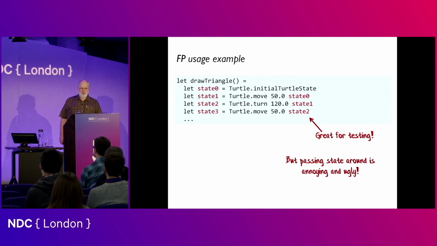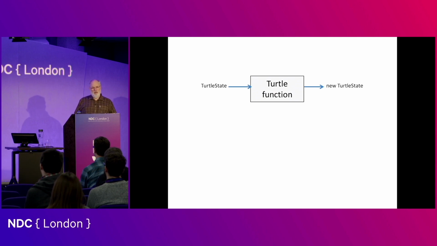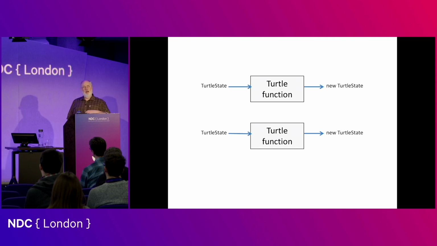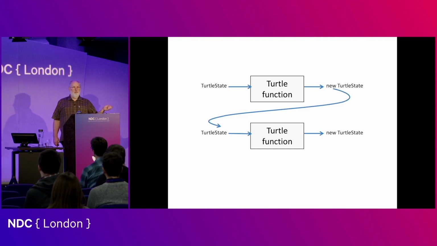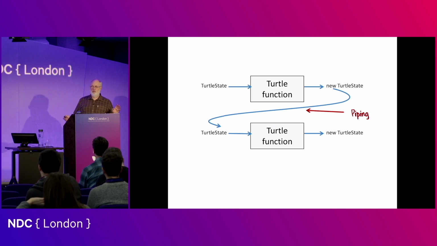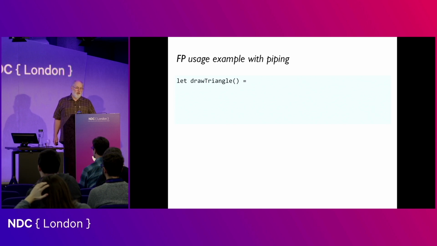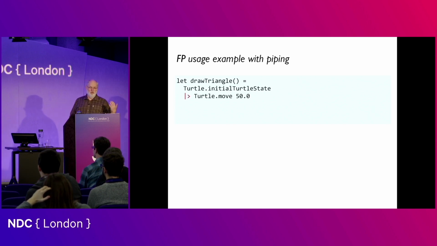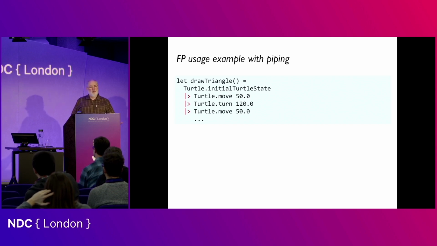Can we make this nicer? And the answer is yes, we can. Because if you think about these functions where they have the state as an input and the state as the output, and I have another function with the state as input and state as output, I can connect them together by taking the output of one and feeding it into the input of the other. And that is called piping in F#. And if you've done Unix pipes or Linux pipes, it's the same thing. You take the output of something and feed it into the input of the other thing. So if I use piping, I can take the initial state, pipe it into the move function, and take the output of that, pipe it into the turn function, take the output of that, and so on and so forth. So this looks much cleaner.